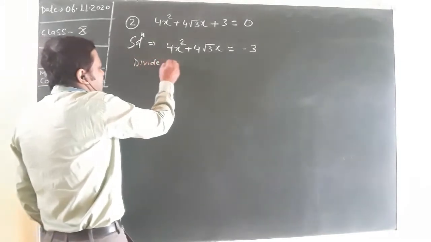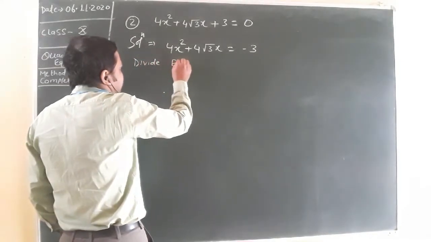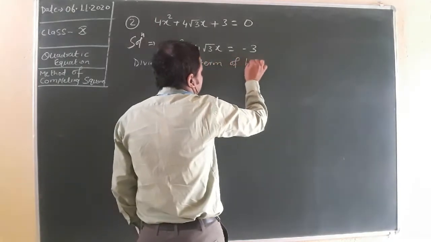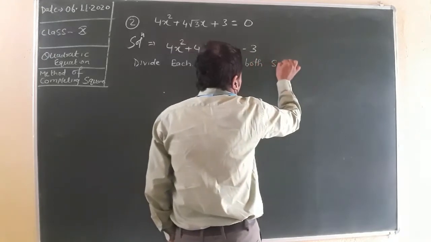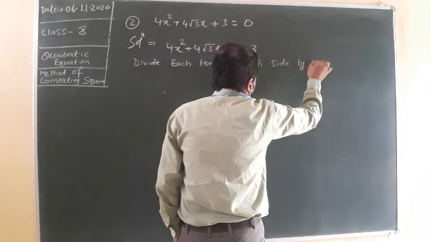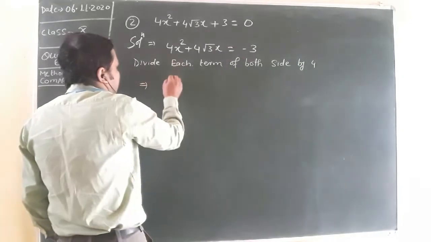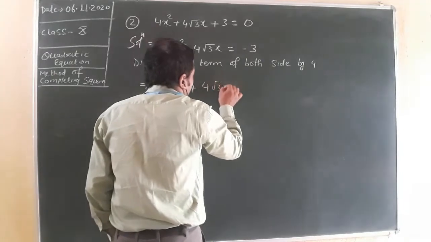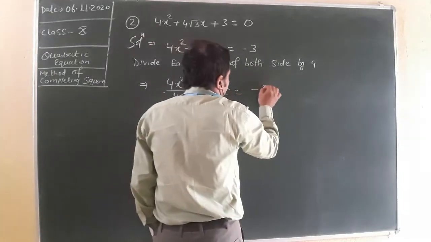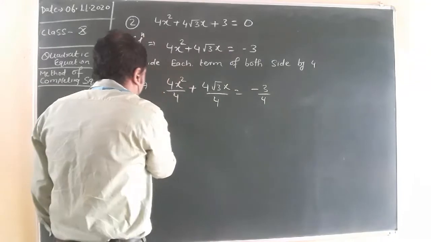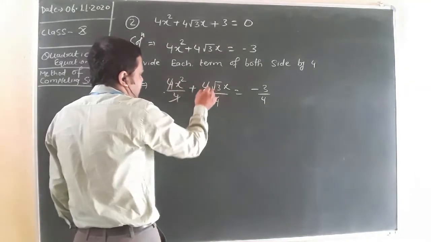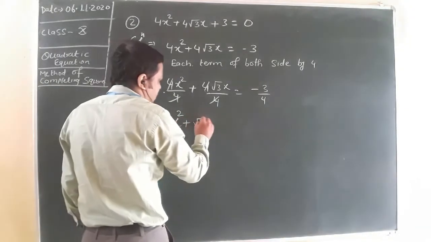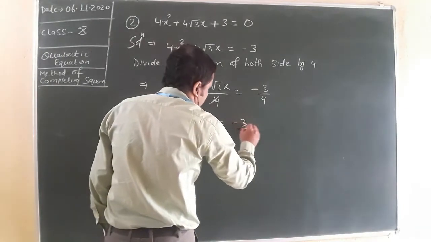Divide each term of both sides by 4. So when you divide 4x square by 4, 4 root 3x by 4, and minus 3 by 4, the 4s cancel out. The reduced equation will be x square plus root 3x is equal to minus 3 by 4.